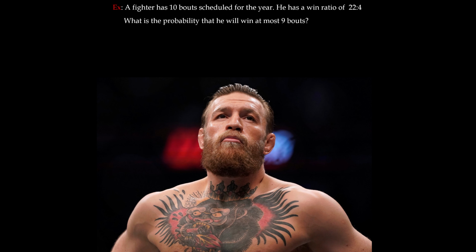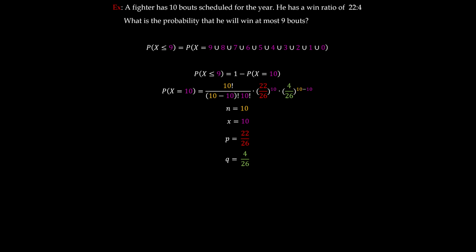A fighter has 10 bouts scheduled for the year. He has a win ratio of 22-4. What is the probability that he will win at most 9 bouts this year? If we want to calculate the probability of him winning at most 9 bouts, it would imply using the addition rule. But to make our life easier, let's use the complement. The probability that he will win a fight is 22/26, since he won 22 out of his 26 fights. This will reduce nicely.